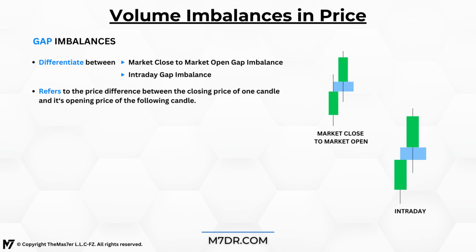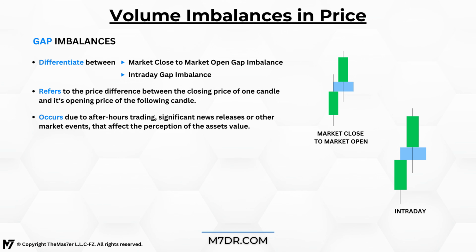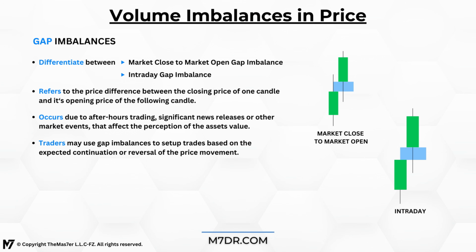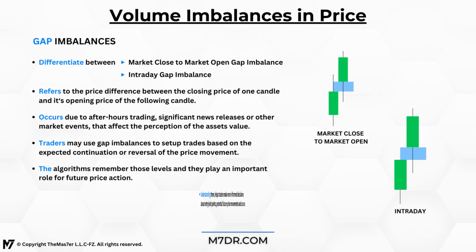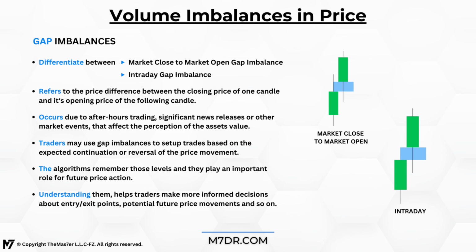A gap imbalance refers to the price difference between the closing price of one candle and the opening price of the following candle. This gap can occur due to after-hours trading, significant news releases, or other market events that affect the perception of the asset's value. Traders may use gap imbalances to set up trades based on the expected continuation or reversal of the price movement. The algorithms remember those levels and they play an important role for future price action, as they will at some point always be rebalanced. Understanding gap imbalances helps traders make more informed decisions about entry and exit points, potential future price movements, and so on.